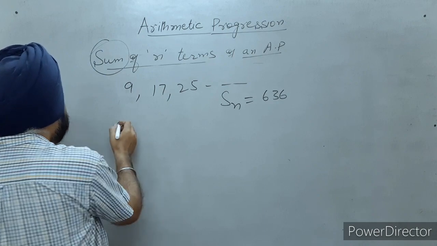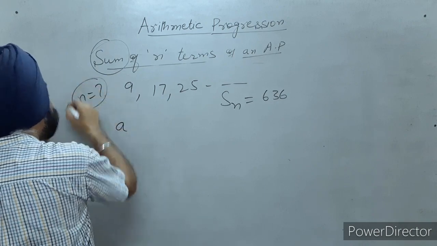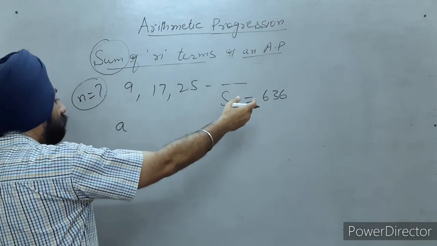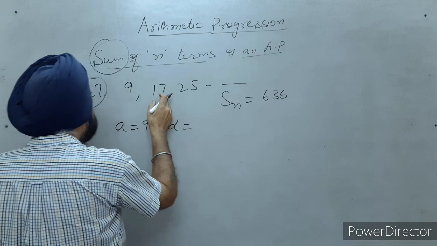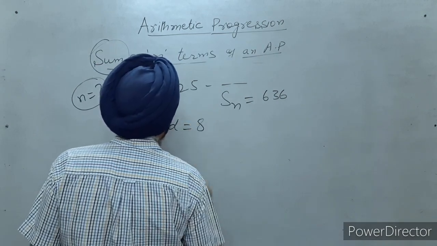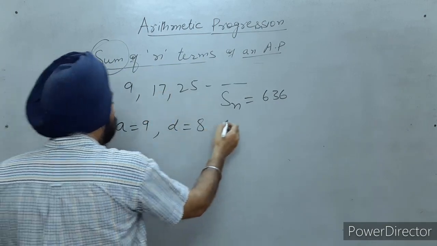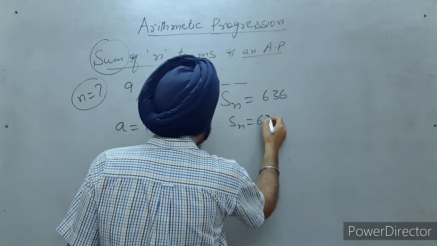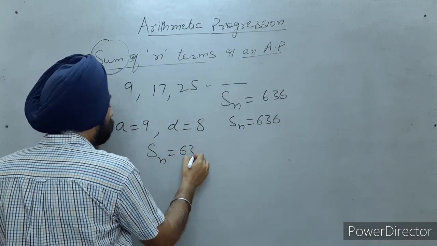Now what is the value of a? And we need n. How many terms do we have to calculate? It's just a very simple sum. The value of a is 9. What is the common difference? 17 minus 9 is 8. 25 minus 17 is 8. Now Sn is given as 636. Write the formula. Sn is 636.